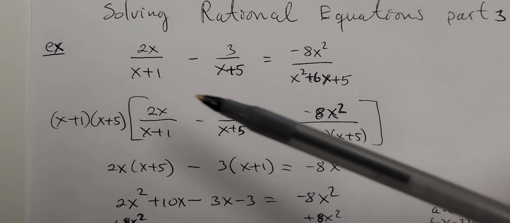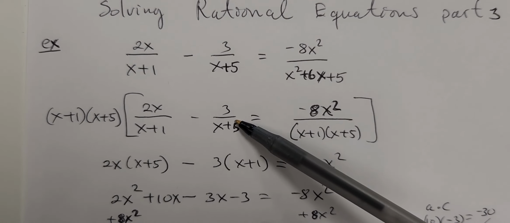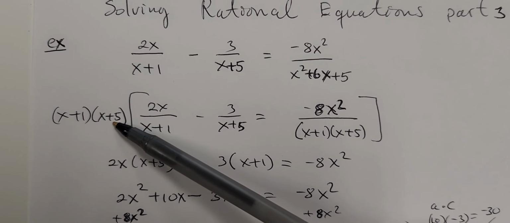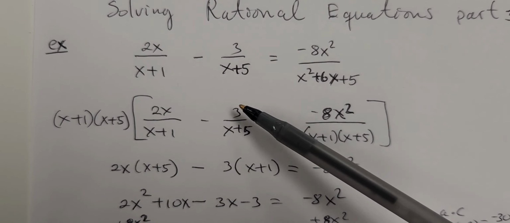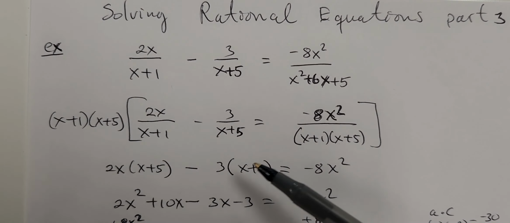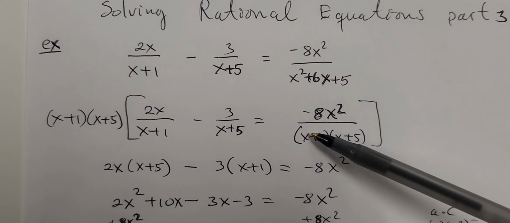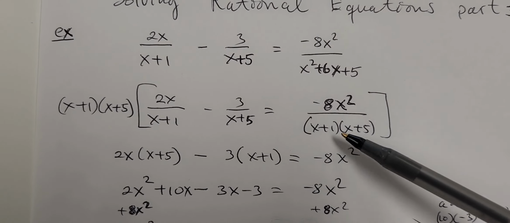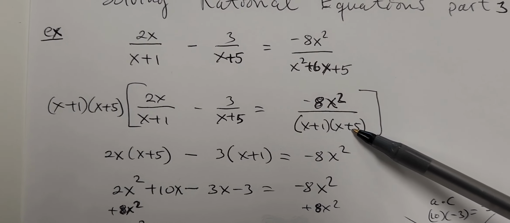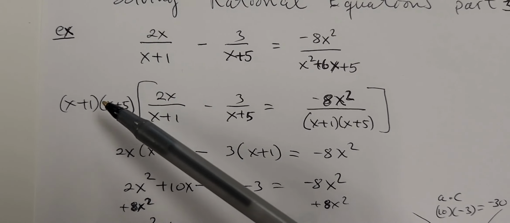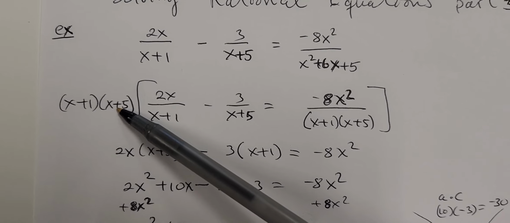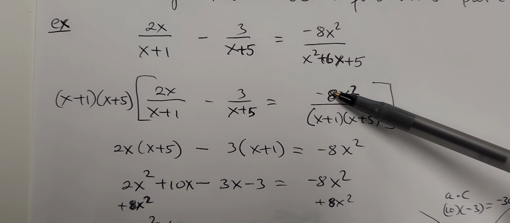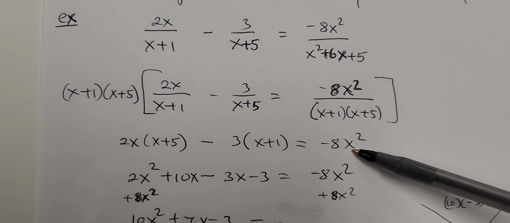Bring down the negative. This multiplies to the second one. Here I have x plus 5 and x plus 5, and they cancel out. All you have left is 3 and then x plus 1. Next, this is multiplied to the third one. Since I have x plus 1, x plus 5, and this is also x plus 1, x plus 5, both of these are canceled. All you have left is just negative 8x squared.